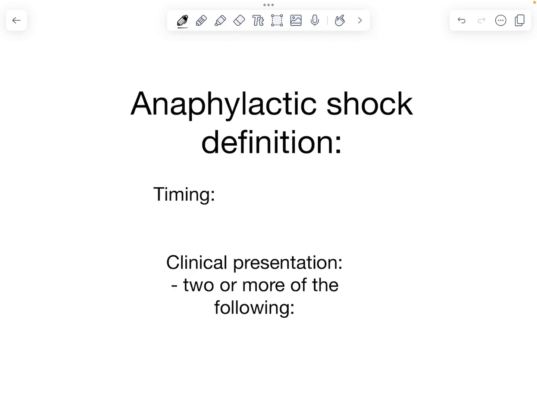So like most of these topics, I always think it's important to just discuss what is anaphylactic shock. So there's kind of two components to it. There's a timing component, and then there's also clinical symptoms that you need to pay attention to that can kind of clinch the diagnosis. So let's go ahead and get into that.